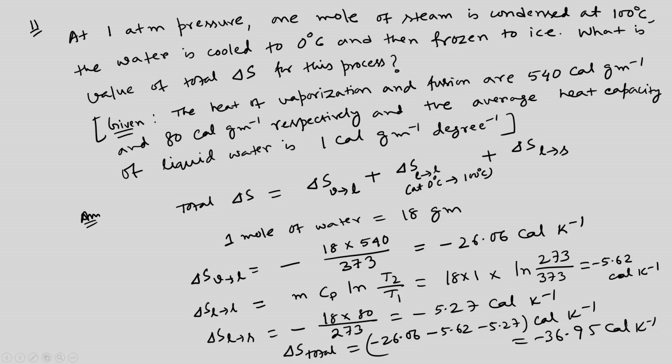calorie per Kelvin. We need to understand the problem here, and we get total entropy change negative. So, entropy decreases, which is expected because we started with steam and our final state is ice. Okay, so, from vapor we are going to the solid state. So, entropy change has to be negative here.